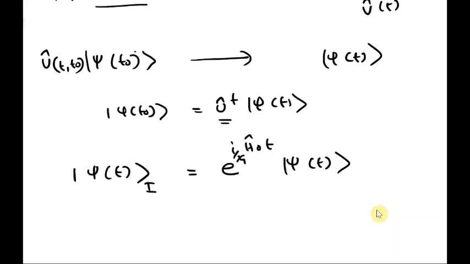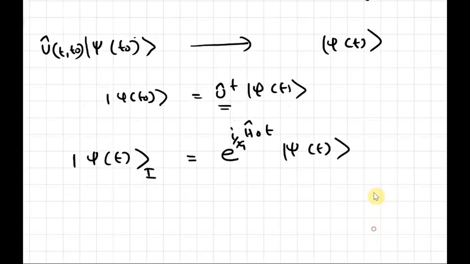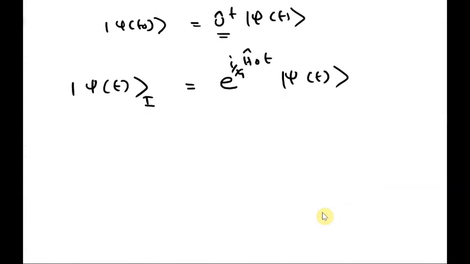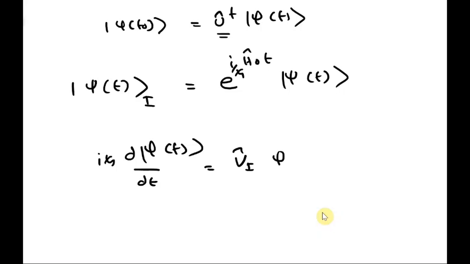I defined it as the interaction wave function. Okay, so that is a definition that I give, and such a picture will give you the Schrodinger equation of this form: iħ ∂ψ(t)/∂t = V_I ψ(t), and this is the interaction picture.